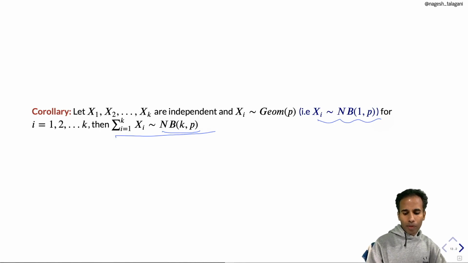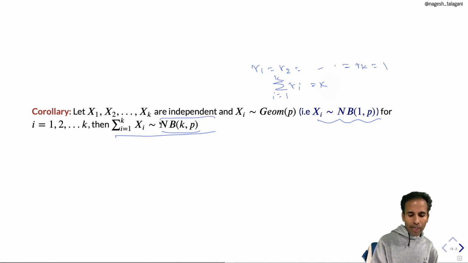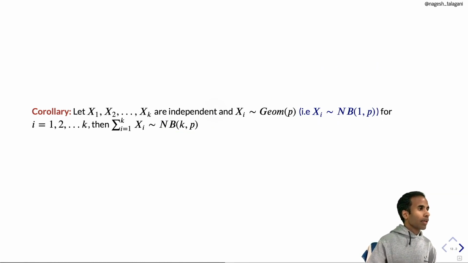So if you apply the above theorem, here we have r1 equal to r2 equal to so on rk equal to 1. That implies summation ri from i equal to 1 to k is going to be k. So from the above theorem we can say that the summation Xi from i equal to 1 to k follows negative binomial distribution with the parameters k comma p. Okay, fine.